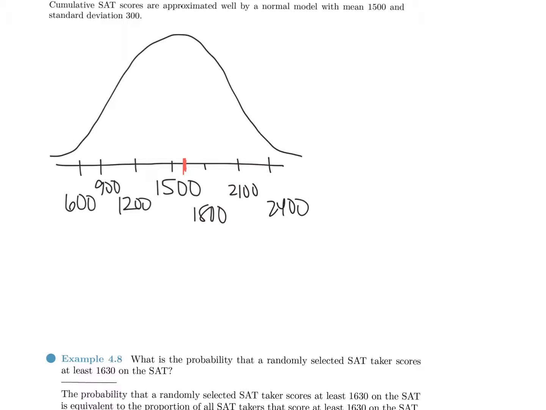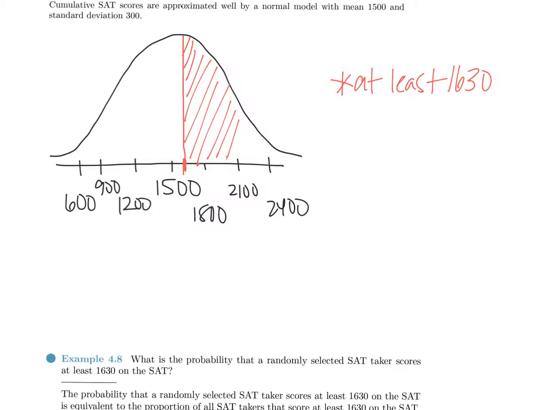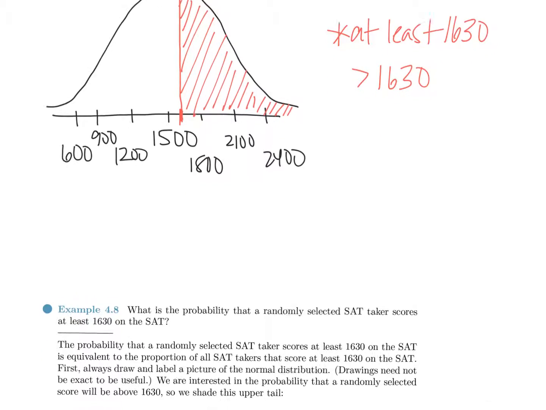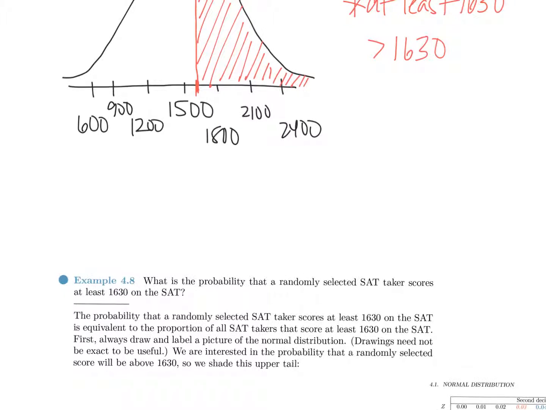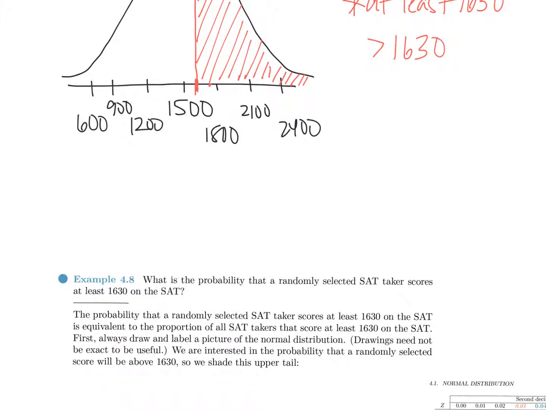And so think about what at least 1630 means. At least 1630 refers to, if I draw a line and cut off all of this area under this curve, 1630 or greater. So that's actually this part of the graph. Anybody that scored 1630 or higher. That means greater than 1630 is what the at least refers to. And so just keep that in mind as we bounce down to example 4.8 again. We're trying to find the probability that a randomly selected SAT taker scores that.